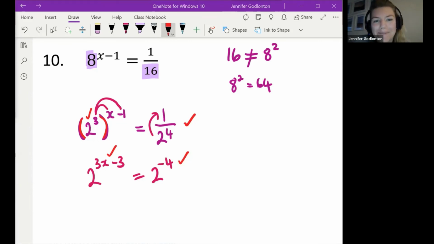iPhone, how can I help? Is it possible to change the fraction to a decimal and then try work from there? Try and keep decimals as out of equations as possible. So we always want to keep things in fractions where we can. Okay, thank you. Okay, no problem.